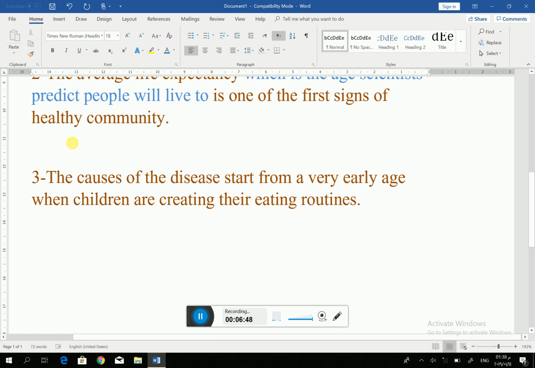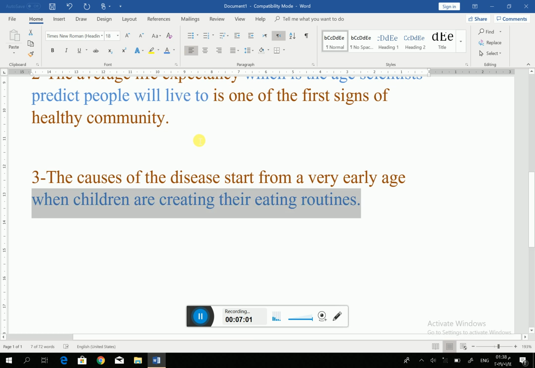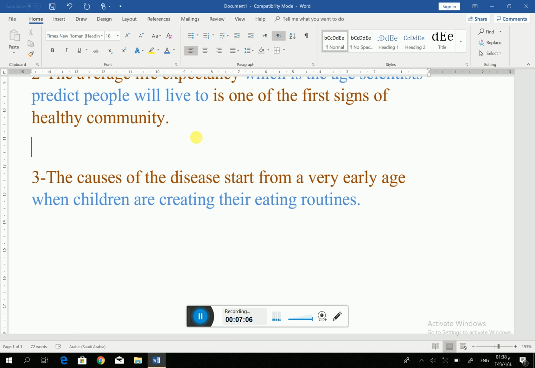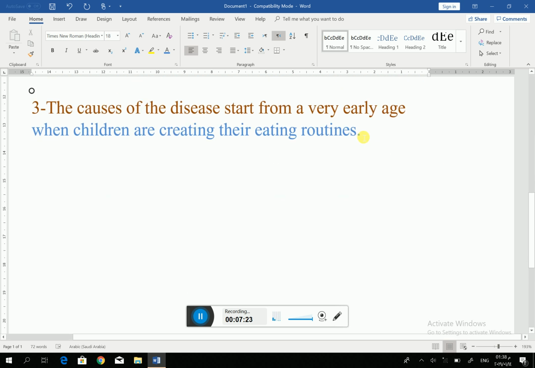Now, where is the relative clause? The relative clause is when children are creating their eating routines. Like this, I added some information. The causes of the disease start from a very early age. Age what? Age when. So when refers to the age, time, when children are creating their eating routines. Like this, I added more information to the sentence.